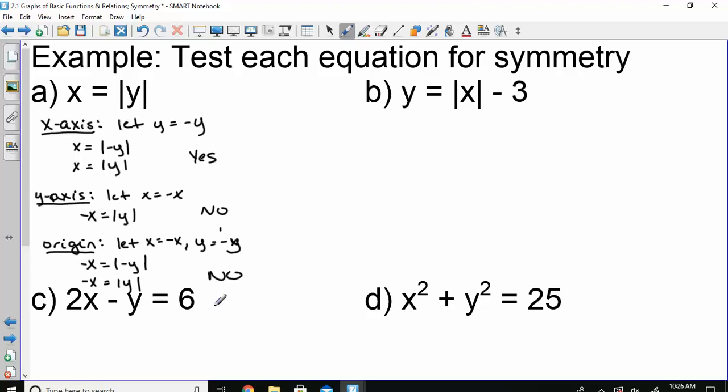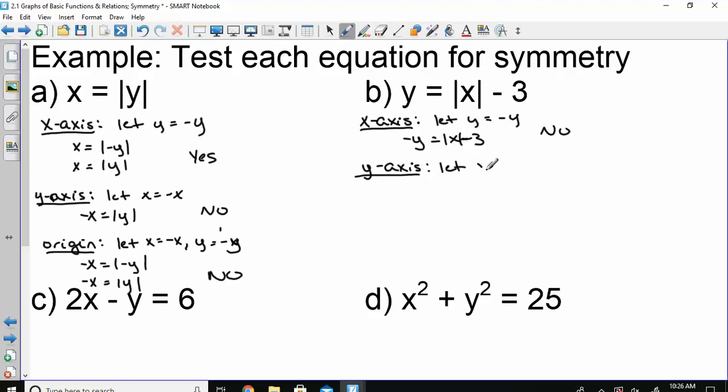Alright, let's look at B. So you could use a graph or we could do it by hand. Let's practice by hand again. So what do I do to check the x-axis? So we get negative y equals the absolute value of x minus 3. Is there any way to make that go away? No, so the x-axis is a no.